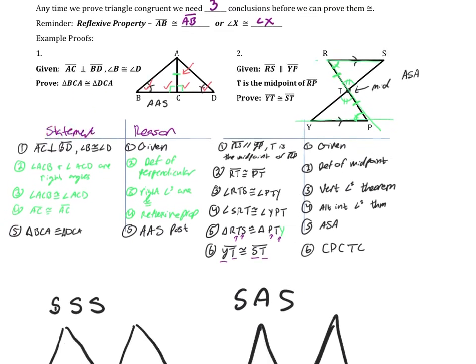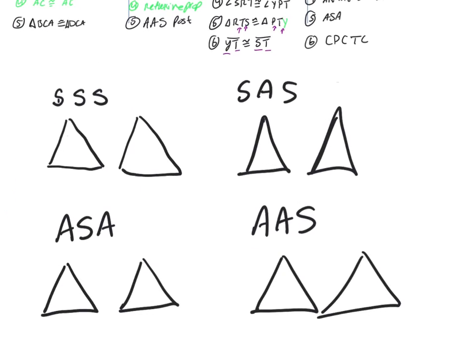So just as a summary, our 4 main triangle congruencies: side side side, that's all 3 sides. Side angle side, that's a side, an included angle, and then another side. Then angle side angle, that's an angle, an included side, and another angle. And then angle angle side is 2 angles and a non-included side. So those are the 4 congruencies that we're going to be using, and we're using them to prove various things about triangles.